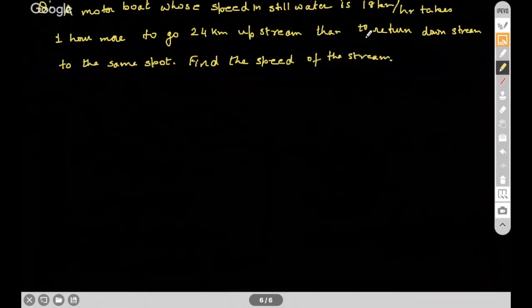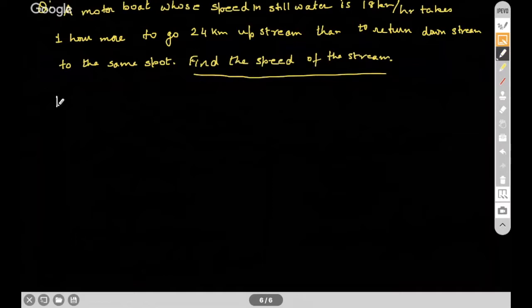Okay, so once again, a motorboat whose speed in still water is 18 kilometers per hour takes 1 hour more to go 24 kilometers upstream than to return downstream to the same spot. Find the speed of the stream. Whatever is required, you assume that to be the variable. That is a common practice.